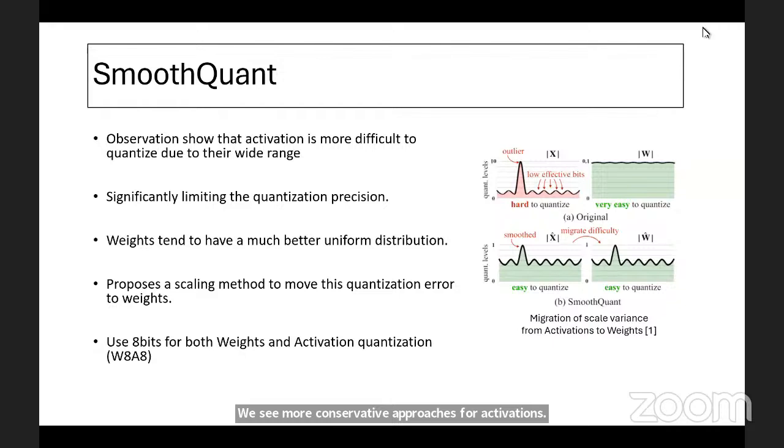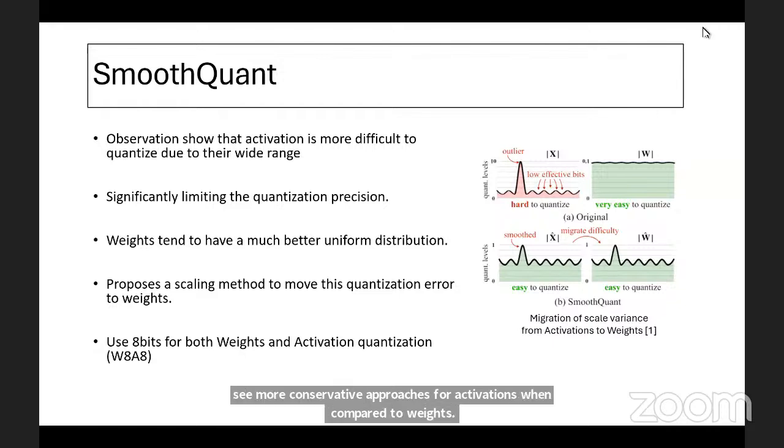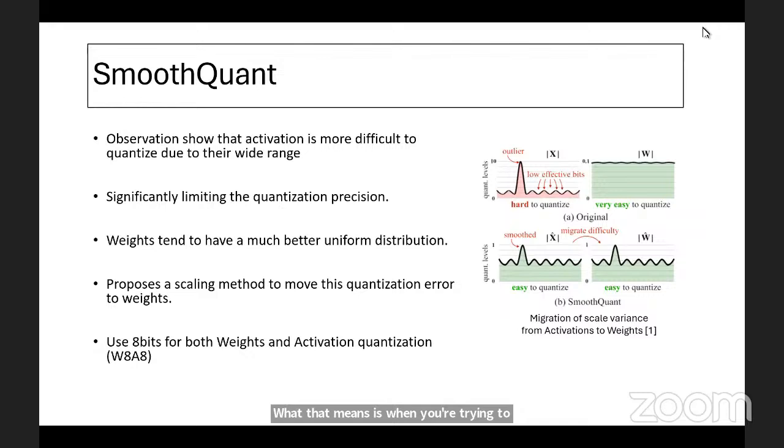What that means is when you're trying to quantize weights, you understand them better, you know the distribution well ahead of time, and it is static. So it will allow you to do better quantization and better optimization techniques. When it comes to activations, they are more volatile, they are variables. So most of these techniques take a more conservative approach when it comes to activation quantization.